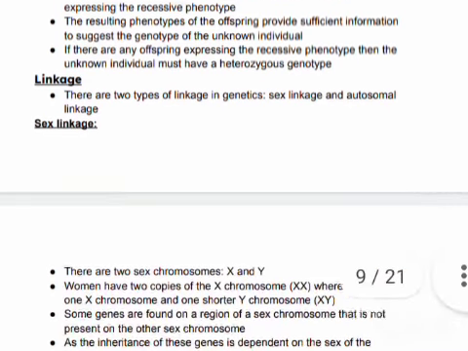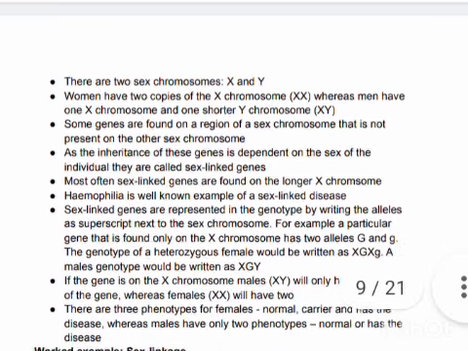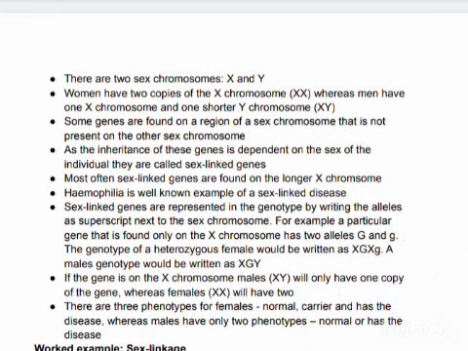Now moving on to linkage. There are two types of linkage in genetics: sex linkage and autosomal linkage, right? We know there are two sex chromosomes, X and Y. Women have XX, whereas men have one X chromosome and one shorter Y chromosome, right? Some genes are found in a region of a sex chromosome that is not present on the other sex chromosome, right?